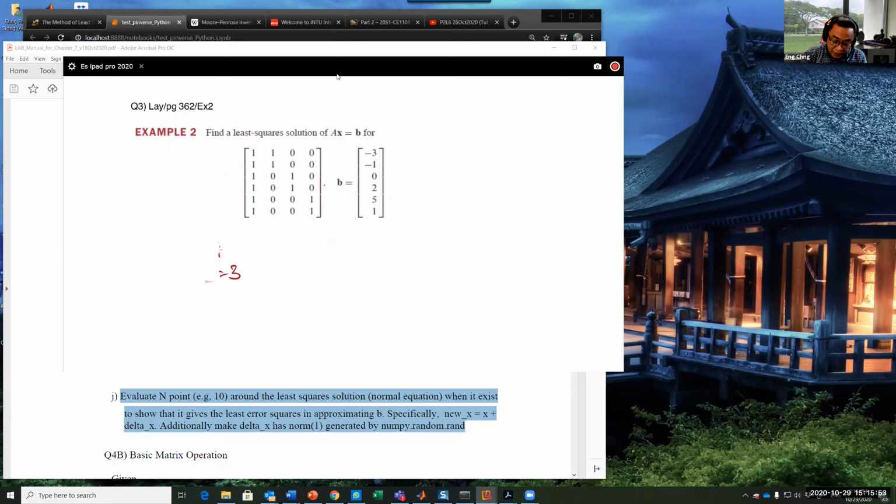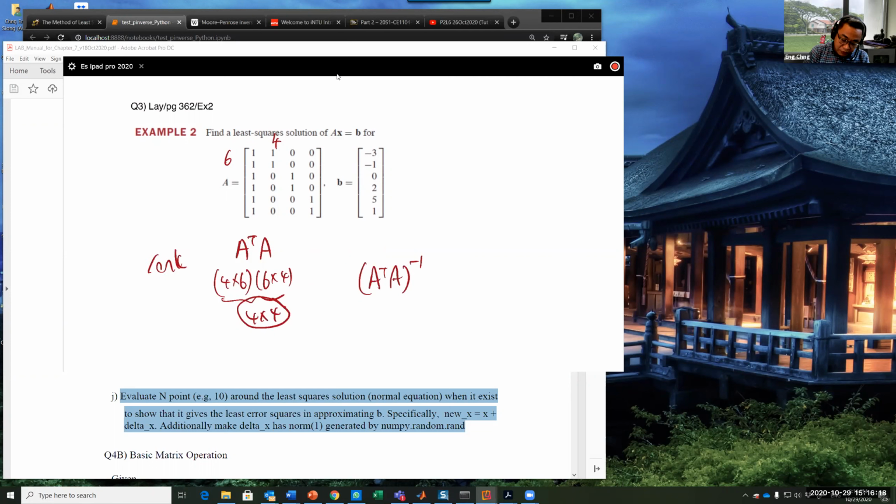So A has dependent columns. What about A transpose A? A is a 6 by 4, so A transpose is 4 by 6. 4 by 6 times 6 by 4, I get a 4 by 4 matrix. And a 4 by 4 matrix is a square matrix. And we hope that the inverse of A transpose A exists. But we know that the rank of this matrix is only 3. Therefore, although we have a 4 by 4 matrix, it only has rank 3, therefore it's not invertible.